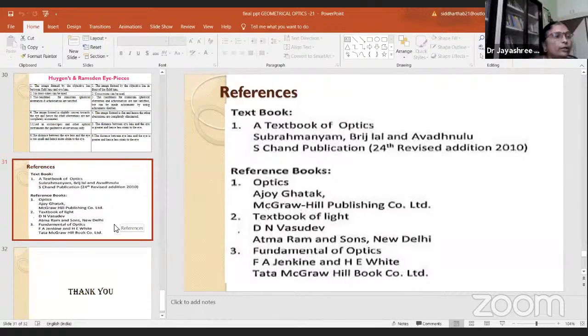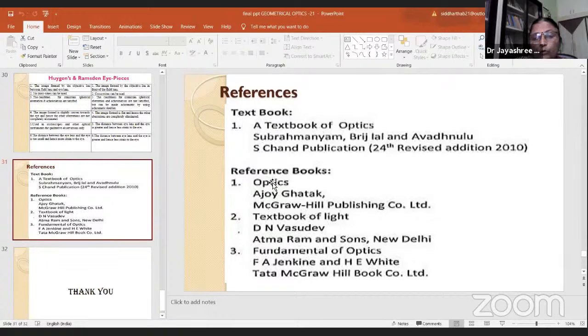Whenever we come across finding out the features of these eyepieces, these are certain references. The textbook by Subramaniam, Brijlal and Avadhanulu, S. Chand publication, is very important. There are so many reference books, and I have mentioned only a few here. Optics by Ghatak, then A Textbook of Light.